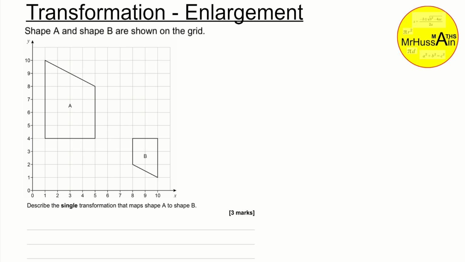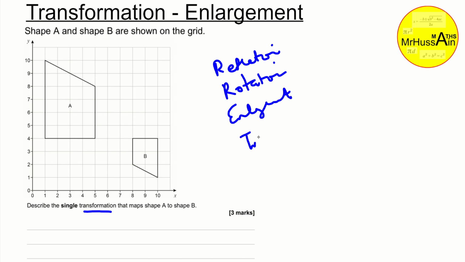So, transformation question. You know it's transformation because it's mentioned here. Describe the single transformation. Now you know there are 4 different types of transformation: reflection, rotation, enlargement, and translation.